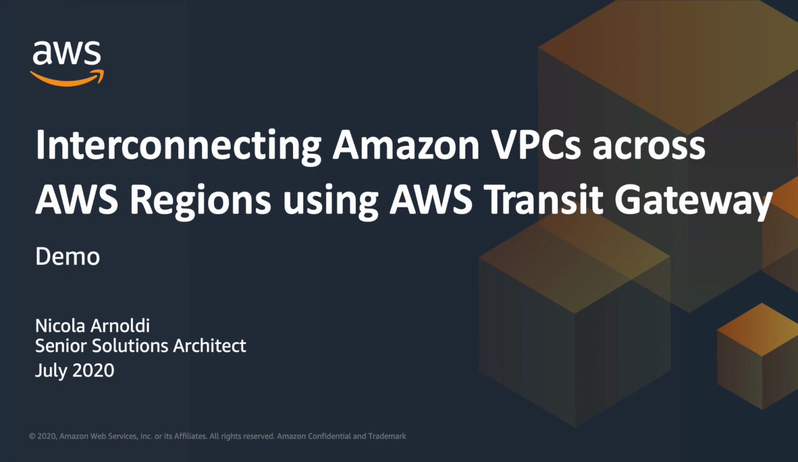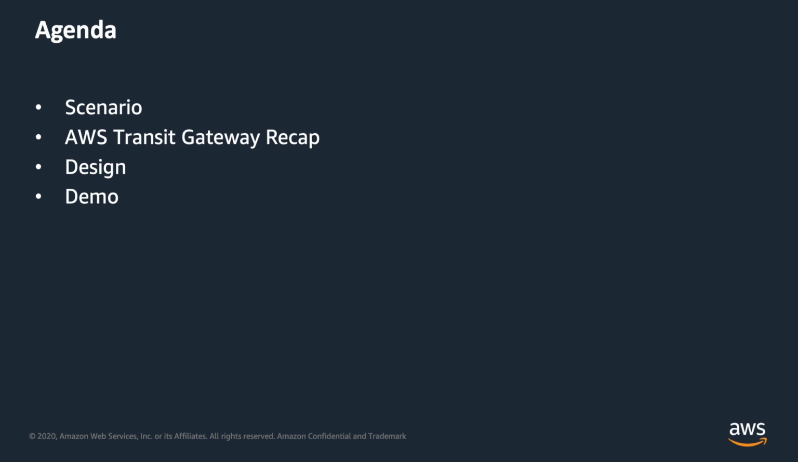Today I will be demonstrating how you can use the AWS Transit Gateway to enable networking between VPCs across AWS regions. We will start by quickly describing the scenario, and then we will recap some basics of Transit Gateway that will come in handy during the actual demo. We'll then move on to a description of our design and then end with the demo in the AWS Management Console.